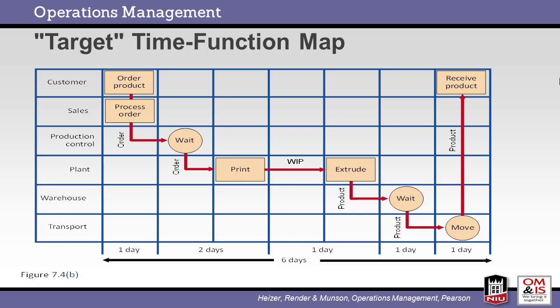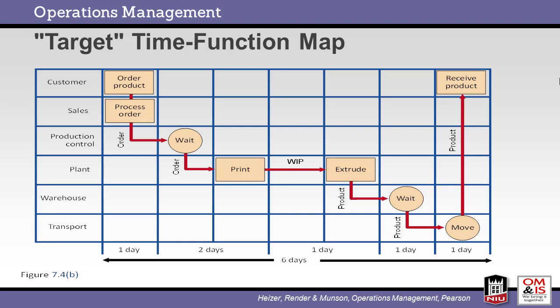This new map shows the revised process map once the process has been improved. Graphically, the flow is simpler. 2 wait steps and 1 move step have been eliminated. Plus, the 2 value-added steps of print and extrude have been combined to a single location.